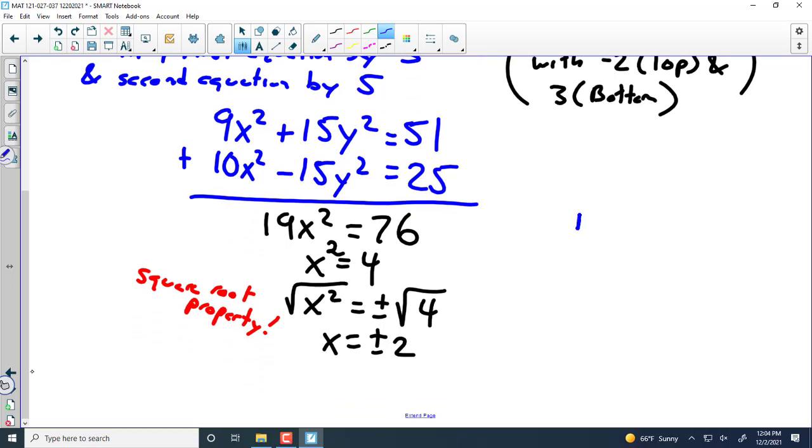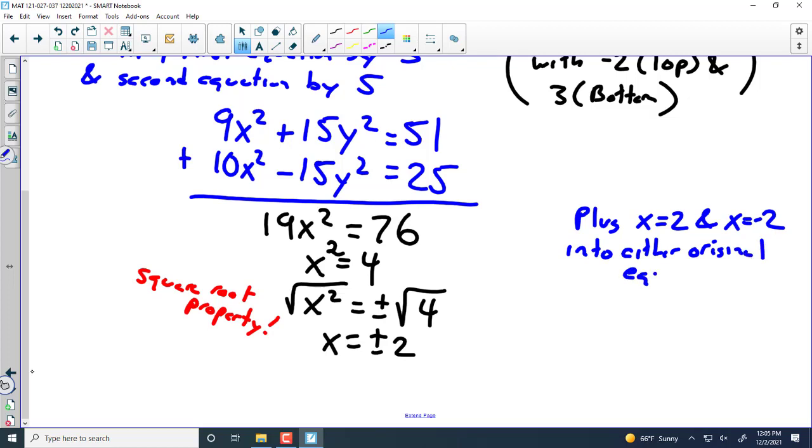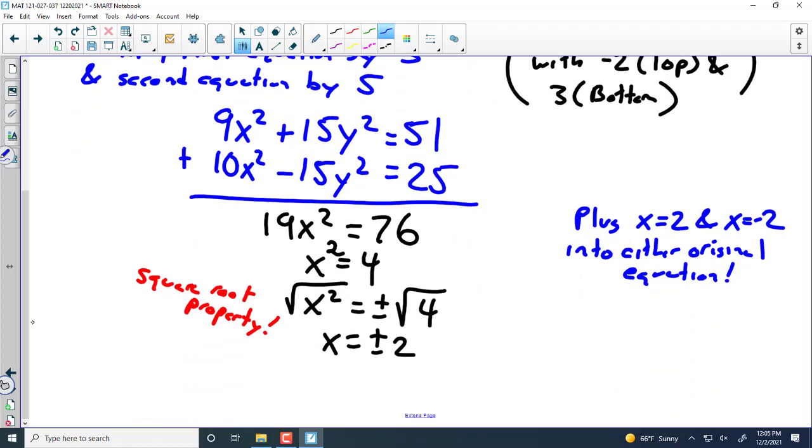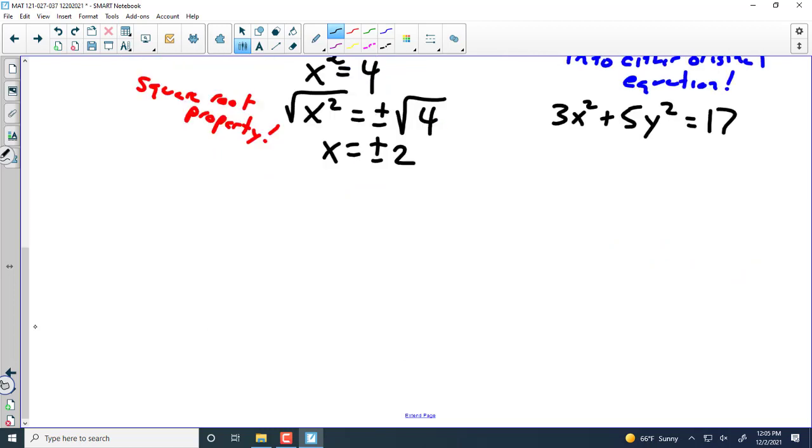So plug x equals 2 and x equals -2 into either original equation. The reason I say either is because I'd say they're both about equally complicated. So my original equations, I guess I'll do the ellipse. So I've got to plug 2 and negative 2 into this sucker.